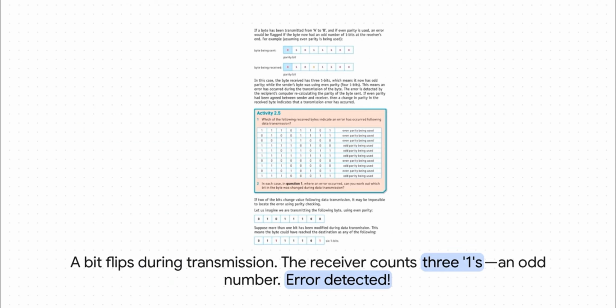Simple. Now imagine that byte is zipping across the network and bam, a single bit gets flipped by some random interference. The data arrives at its destination. The receiving computer does the exact same check. It counts the ones. But wait, now there are 3 of them. That's an odd number. The even parity rule has been broken. Boom, the alarm bells start ringing. An error has been detected.